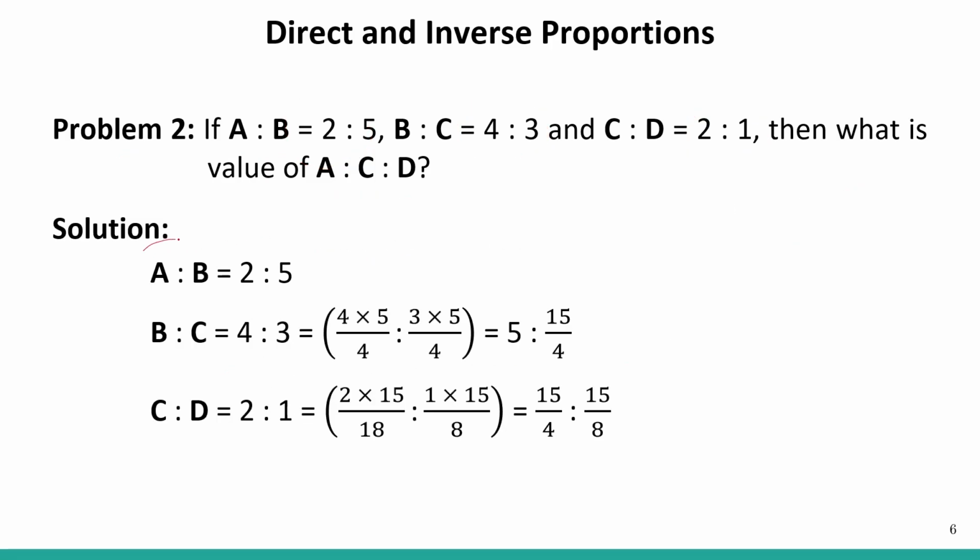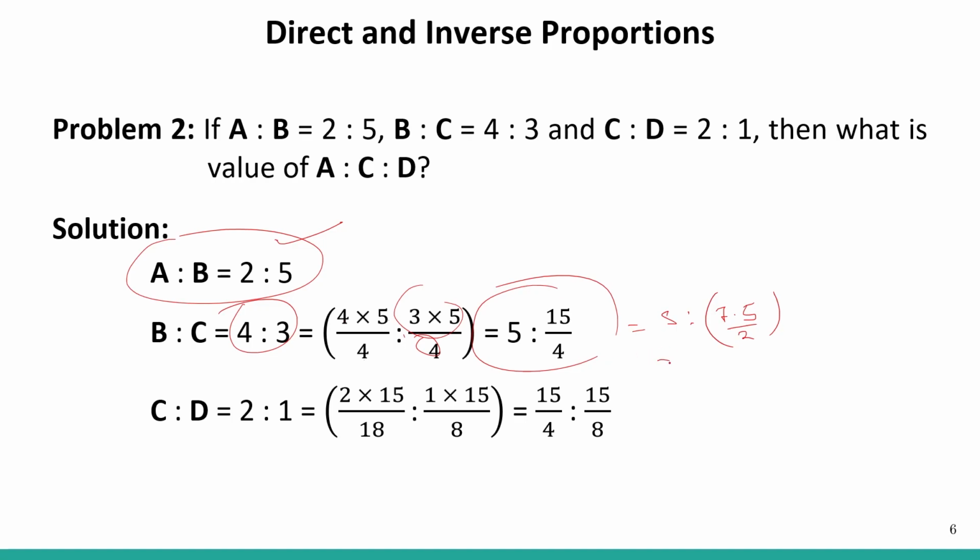Since it is given to us that A is to B is equal to 2 is to 5, and B is to C is equal to 4 is to 3, we write 4 into 5 by 4 is to 3 into 5 by 4. What it will be equal to is 5 is to 15 by 4. That is equal to 5 is to 7.5 by 2. We can also write this as 5 is to 3.75.